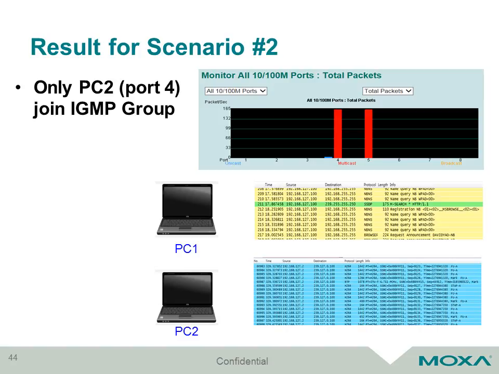In this case, only PC2 uses the web browser to view the camera image. From the Wireshark result over the switch's monitor port, you can see the stream only flows to the host that wants to view the image. It will not flow to every single port on the switch.